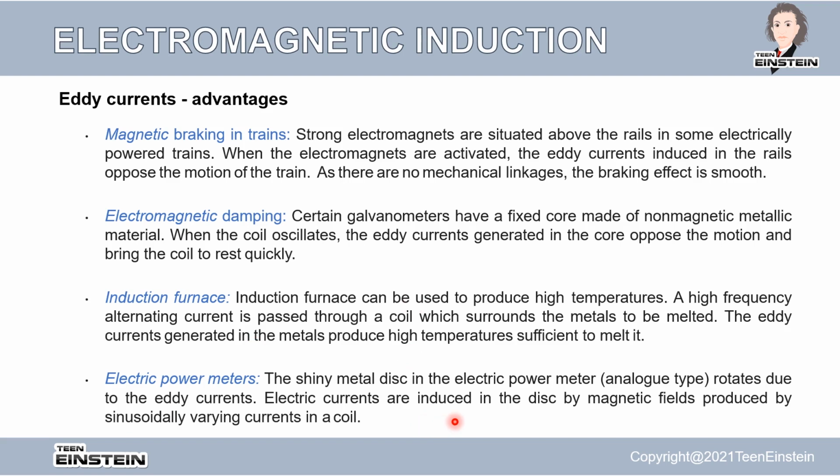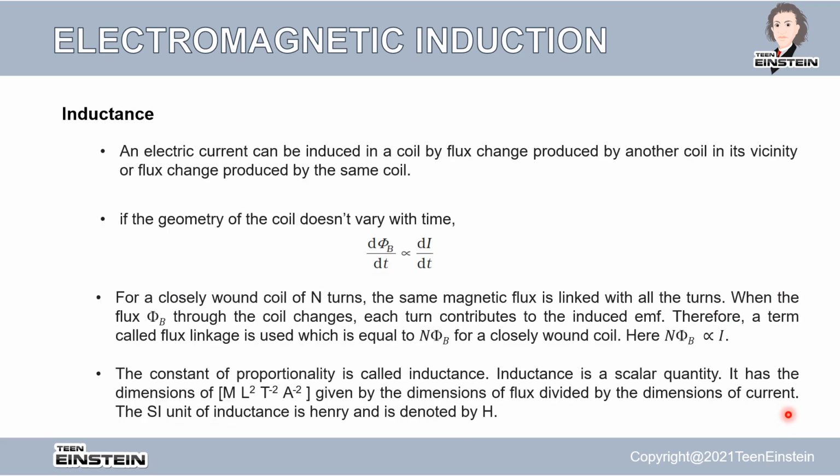Electric currents are generated in the disc by magnetic fields produced by sinusoidally varying currents in a coil. So it also helps to measure the electric currents. Okay. Now let's see more about what is inductance.